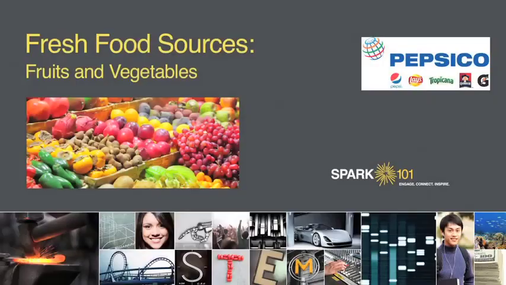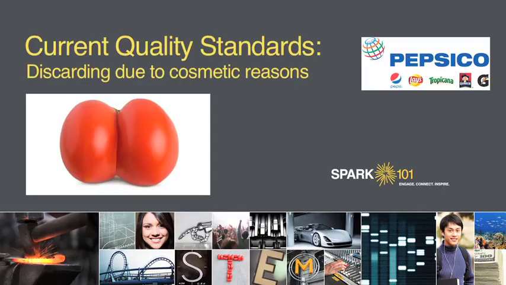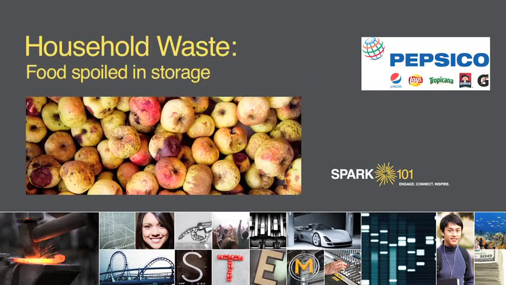Now there are significant challenges that we will need to overcome to reduce our food waste. Fresh food sources, especially fruits and vegetables, can spoil at different stages of production, distribution, and consumption. Also, current quality standards mean a lot of the food has to be discarded, a lot of times due to cosmetic reasons like misshaped vegetables. A large portion of food waste comes from our households where food is spoiled in storage.